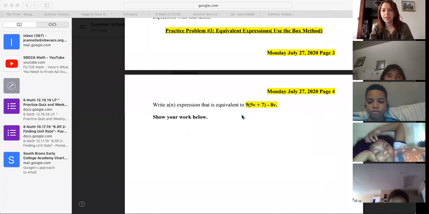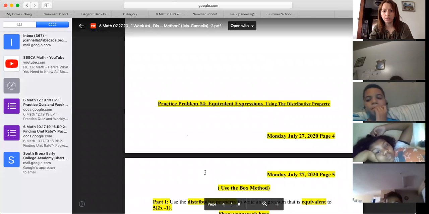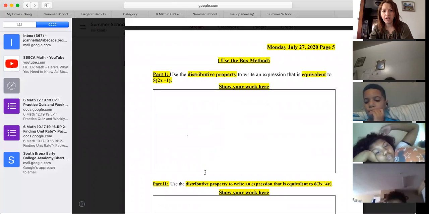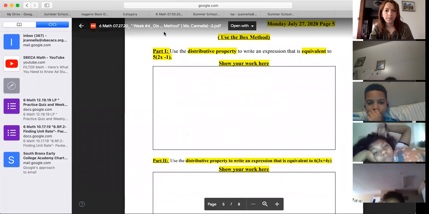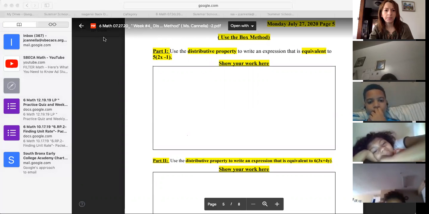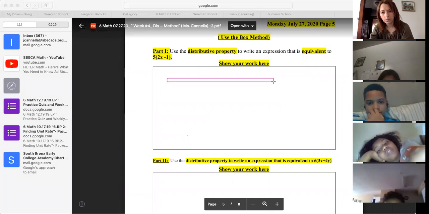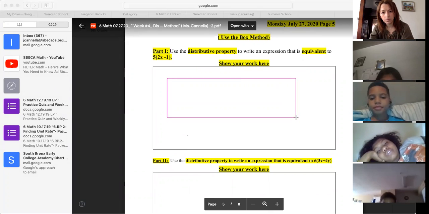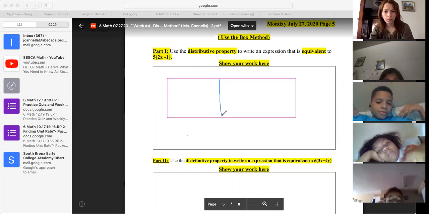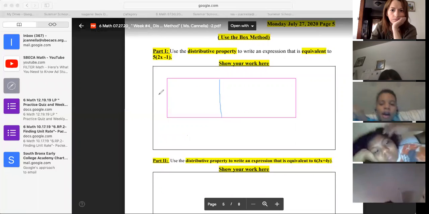So we're gonna do the same exact thing that we just did. Leilani is going to read us page 5, part 1. Go ahead, Leilani. Part 1. Use distributive property to write an expression that is equivalent to 5 parentheses 2x negative 1. Yep.